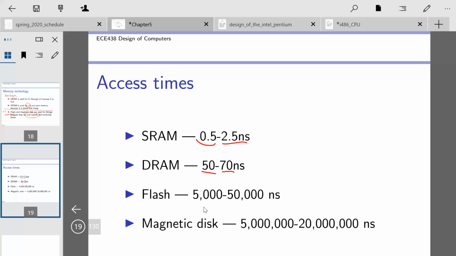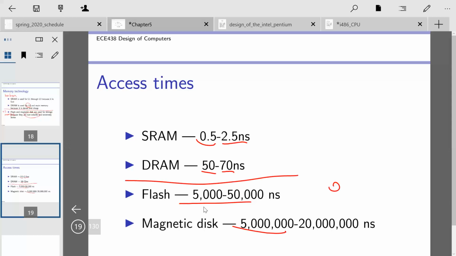Okay, and then like 2 more orders of magnitude higher, we have flash. And then 3 orders of magnitude higher, we have magnetic disk, in terms of access time. So again, these are OS managed, and this is hardware managed.